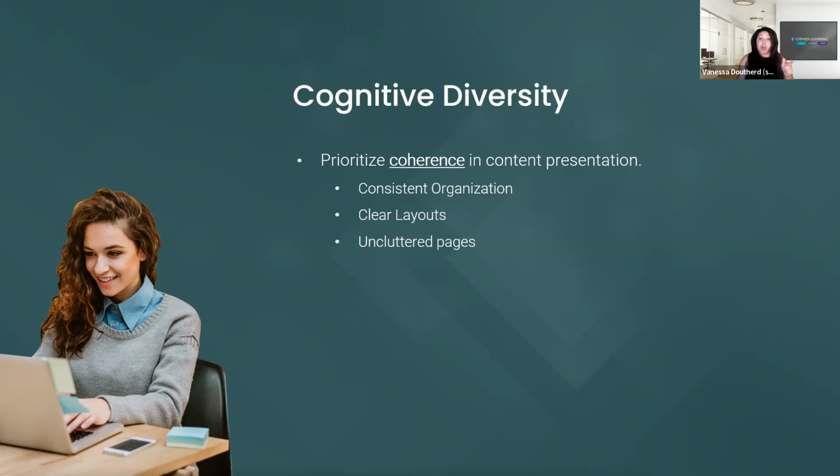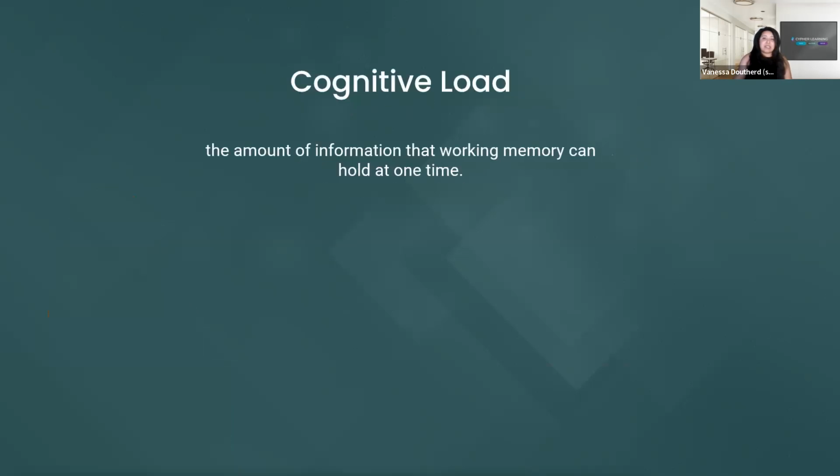And we're going to talk about why in a second, but having consistent organization throughout all of your content, clear, easy to follow layouts, uncluttered pages, all of those things can really, really go a long way in helping people, mainly because it considers cognitive load. So cognitive load theory is a very special theory. It's one of my favorite theories of all times, especially when it comes to considering cognitive diversity. Cognitive load is the amount of information that working memory can hold at one time.